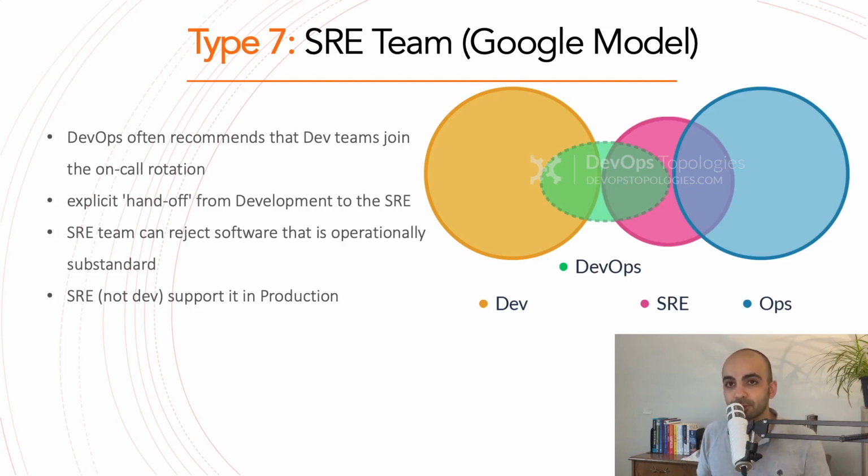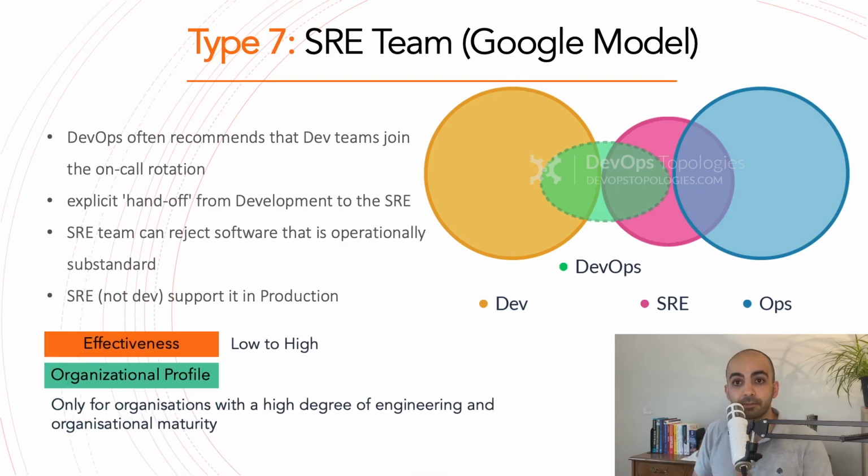They just have to make sure, or prove, that their code meets enough standards. Instead of the dev team supporting the code in production, it's SRE that supports the code in production, and we still have a team for ops, a very big team that takes care of all the servers, while the SRE team runs those applications inside those servers. Again, effectiveness can be very high. Google is actually based on this one. And the organizational profile requires a high degree of engineering and organizational maturity.